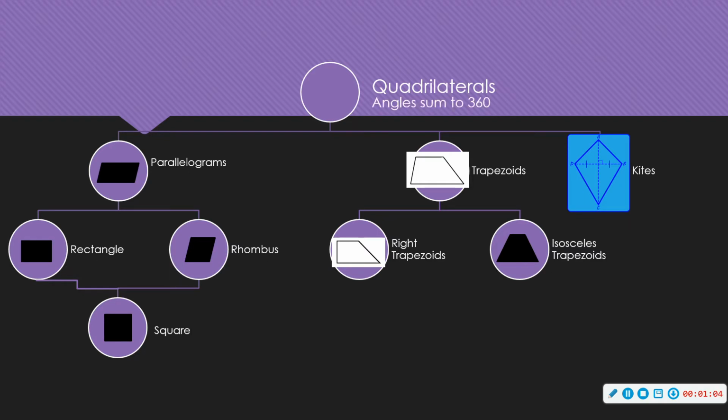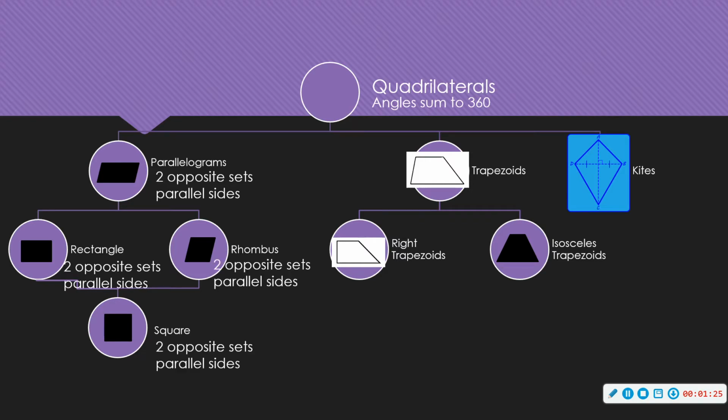So the first family that we have, and really the only unique factor that quadrilaterals have is that their angles do sum to 360, but we have our parallelogram family. The parallelogram family is unique because it has two opposite sets of parallel sides. So because rectangle, rhombus, and square are all part of that family, they also all have two opposite sets of parallel sides.